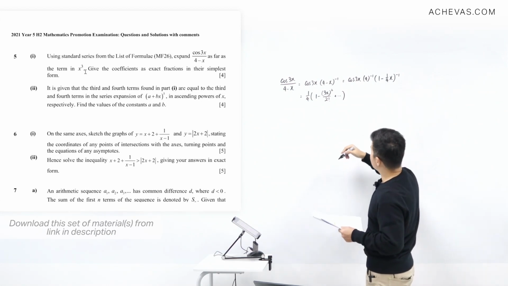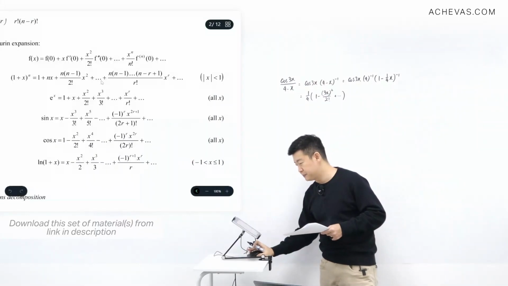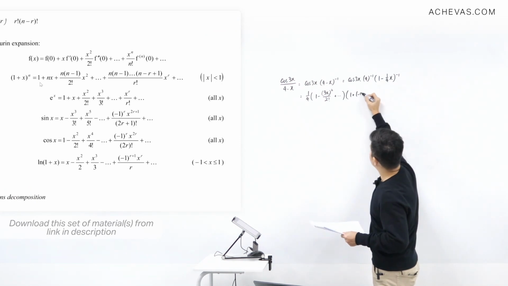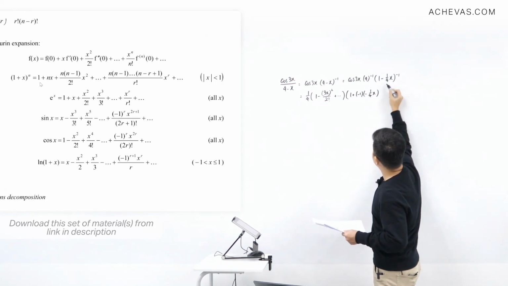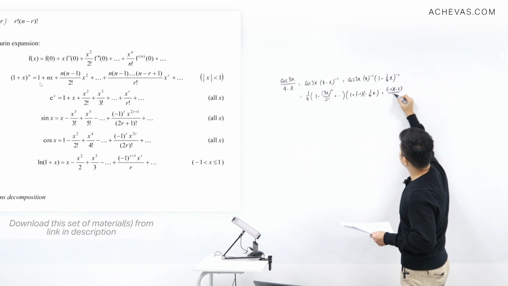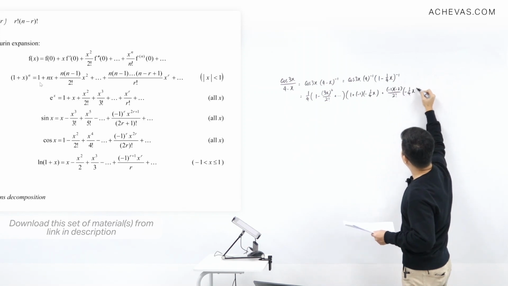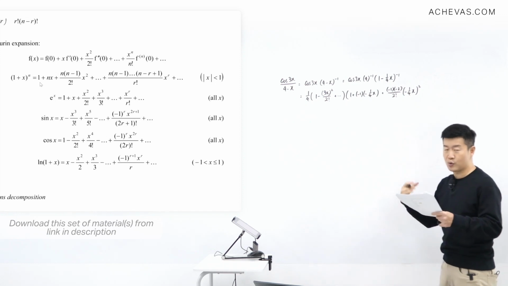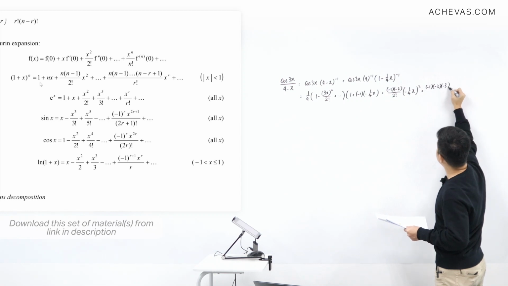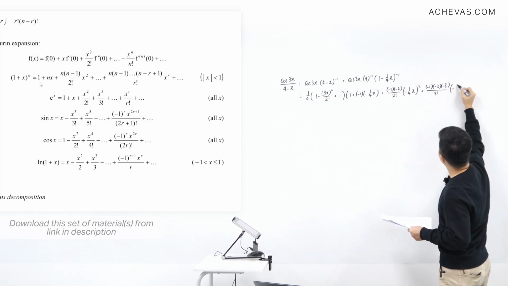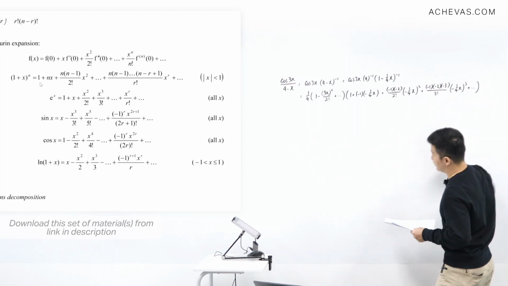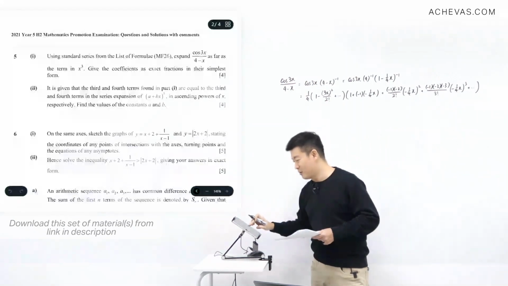As for this, again, by making use of what we have in our MF26, we have this. So it's going to be 1 plus n, which is -1, times x, where x is replaced by -1/4 x. Then the next term will be -1 minus 2 divided by 2 factorial, -1 over 4x squared. We continue because we go all the way up to the x to the power of 3 term. One more term: -1 minus 2 minus 3 divided by 3 factorial, -1 over 4x to the power of 3. The rest of the terms I'm going to leave alone, since they are x to the power of 4.